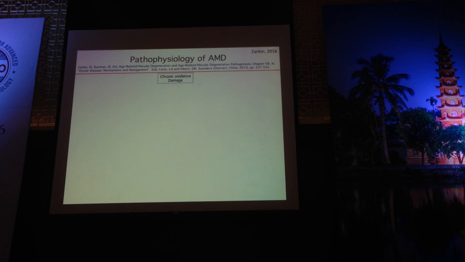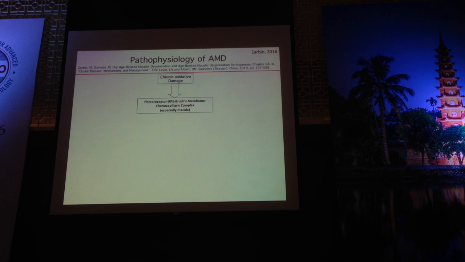What I'm going to tell you about pathogenesis is actually summarized in this slide and the next slide. But I thought I would show you the overview first and then show you the data behind it. So we start with chronic oxidative damage, which is a feature, as you know now, of aging. And that leads to damage of the photoreceptors, the RPE cells, and the choriocapillaris. And it also leads to abnormal changes in Bruch's membrane. And there are certain age-related pigments, like lipofuscin, which can exacerbate oxidative damage.